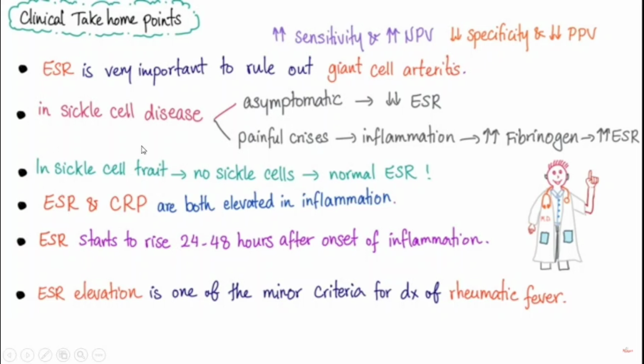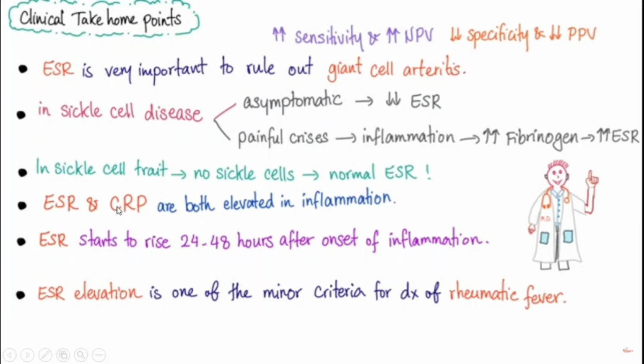Also, in the case of sickle cell disease, I've told you that the ESR value decreases, but that applies only to asymptomatic sickle cell disease patients. In the case of a painful crisis in sickle cell disease, there will be an increase in inflammation, and because of that, an increase in the amount of fibrinogen in the blood, so there will be a higher ESR value. And if there is a normal ESR value, then there will be no sickle cell in the blood.